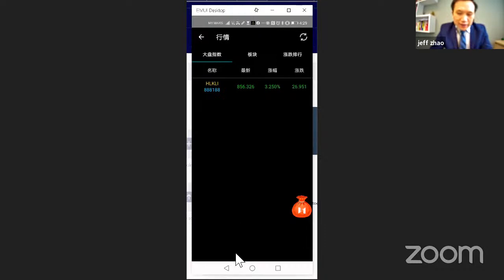But next year we will update the software. We'll add the real KLCI index data. Okay, so there's good news for us. How can we get this data?